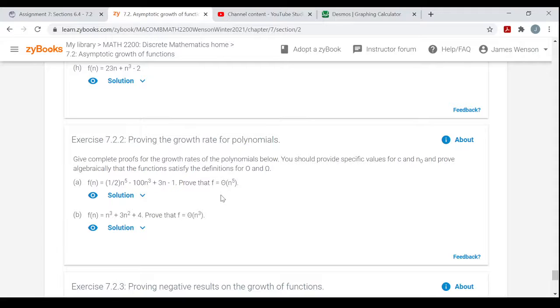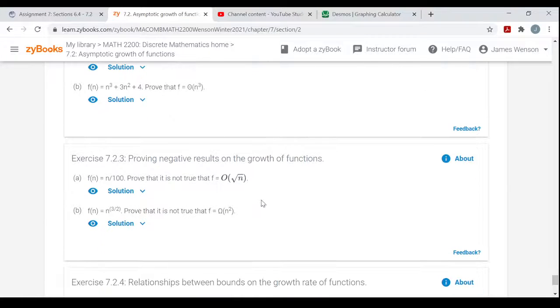Now, the thing is, you've got to be careful. If you want to prove that f is theta of n to the 5th, you have to do both. You have to prove that f is O of n to the fifth and prove that f is omega of n to the fifth, and do the same thing for part B. I think I got both of those in the assignment.